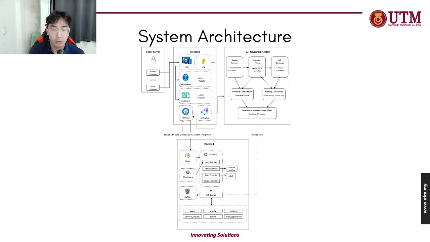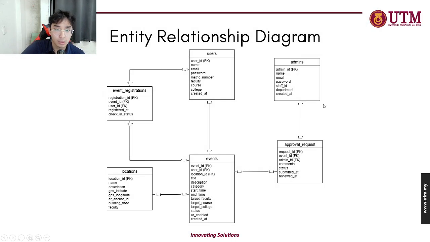So moving to the backend. The backend configuration is controlled by Node.js, connected to the database that I use, standalone MySQL. So this is my updated entity relationship diagram. There are 7 tables in total.